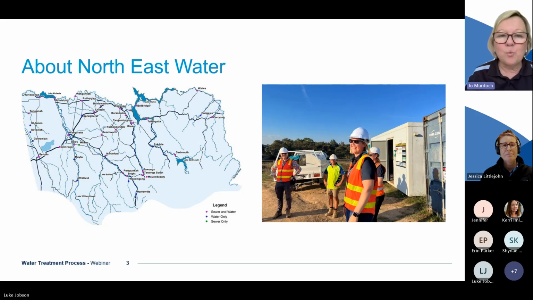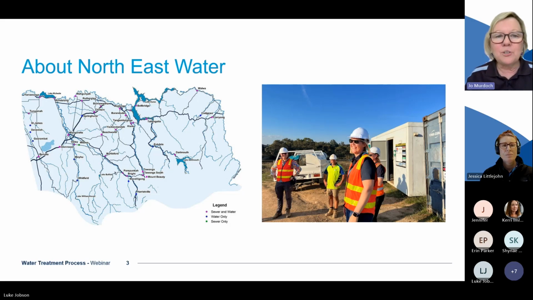We serve over 120,000 people, ensuring they have access to high quality, clean and safe drinking water. We operate 21 water treatment plants and 22 wastewater treatment plants, and our extensive pipe network includes around about 1,300 kilometres of sewer mains and about 1,800 kilometres of water mains.